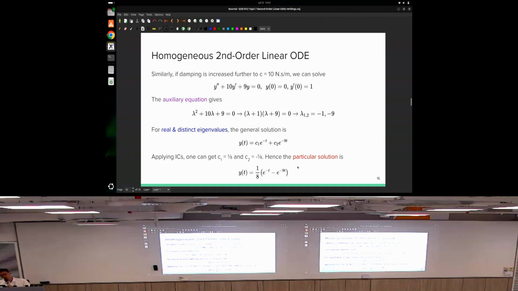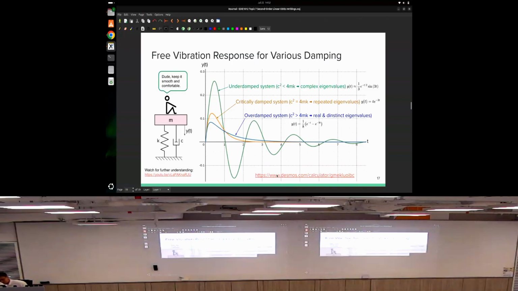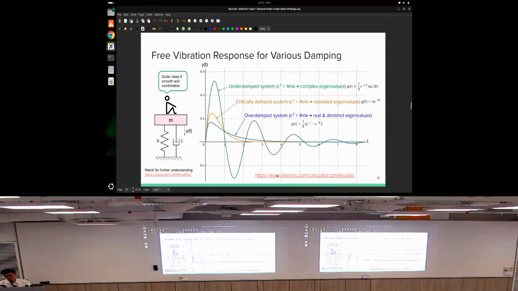Similarly, if you increase the damping further from 6 to 10 Newton second per meter, you can solve and get the particular solution here. This one I won't go through in detail; it's the same procedure as what we have demonstrated for the past two examples. So the particular solution is this. More importantly, I want to analyze the three solutions with you. The system is exactly the same, but you increase the damping coefficient C and you get very different solution forms.